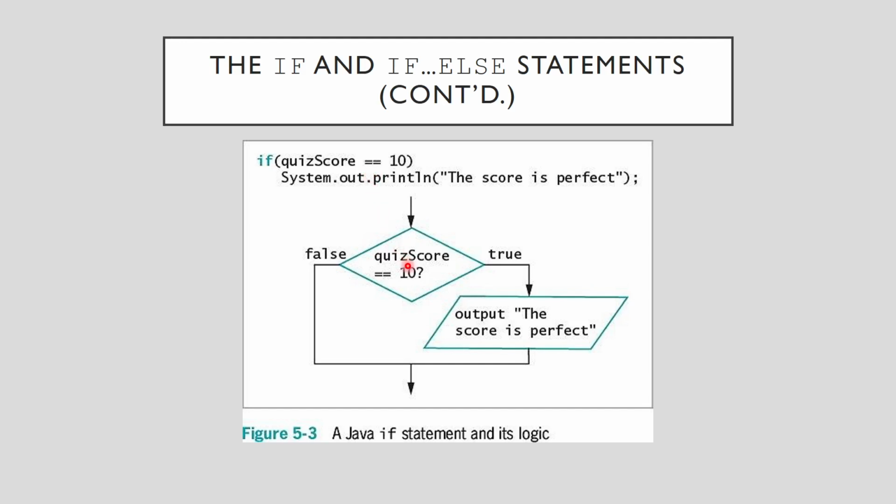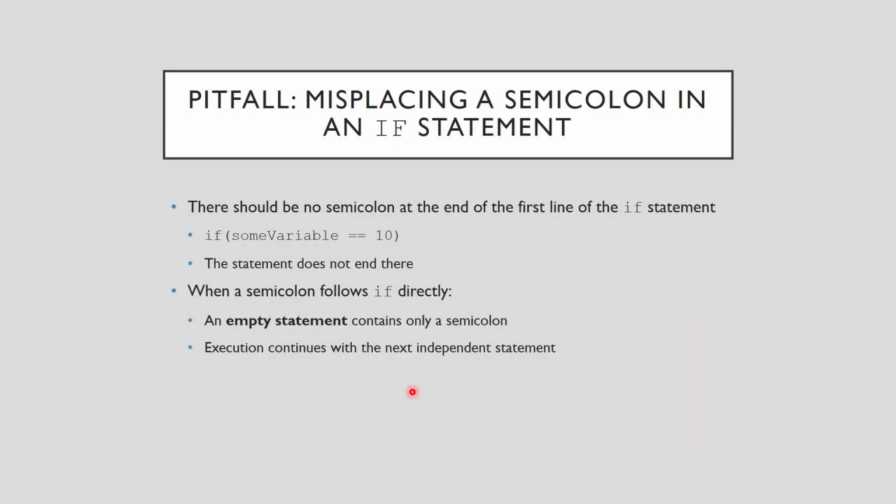Okay, and it is shown in this flowchart. We have a diamond figure for our Boolean expression. Is quiz score equal to 10? And if it is true, it will display the output "score is perfect." If the Boolean expression is false, it will end the logic.